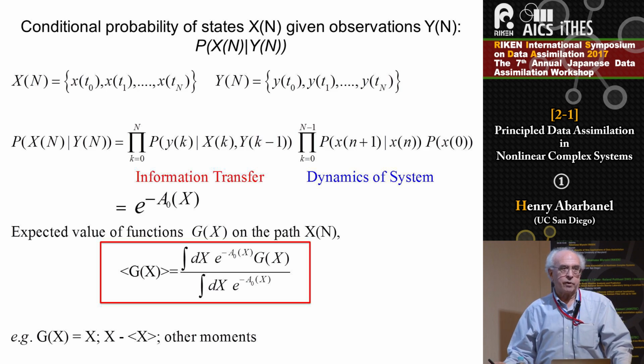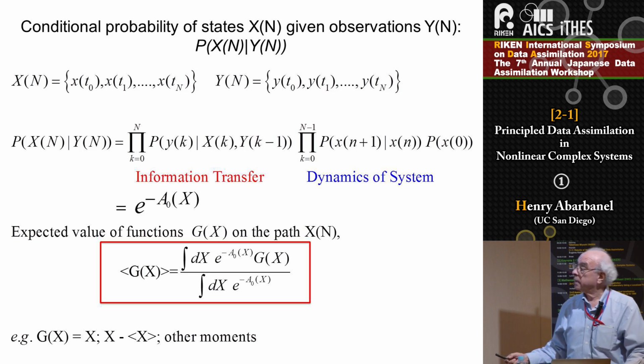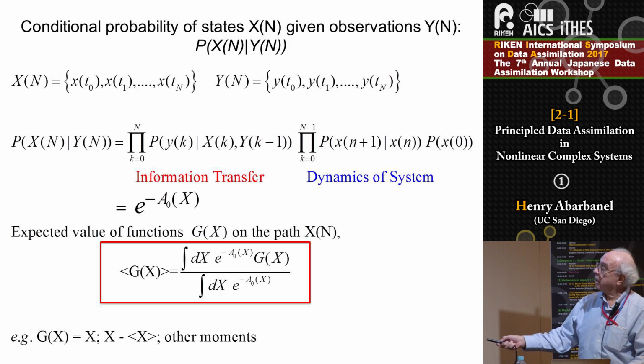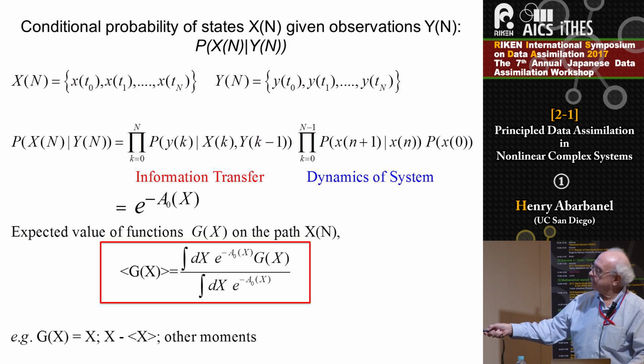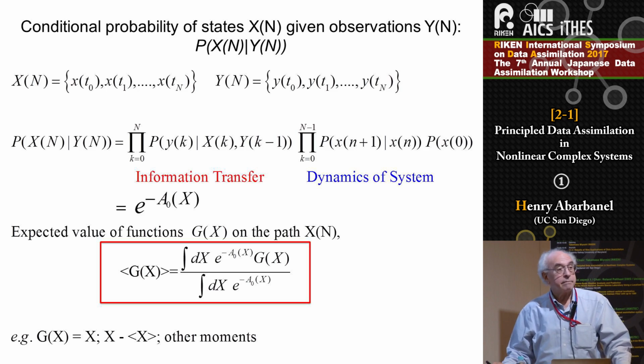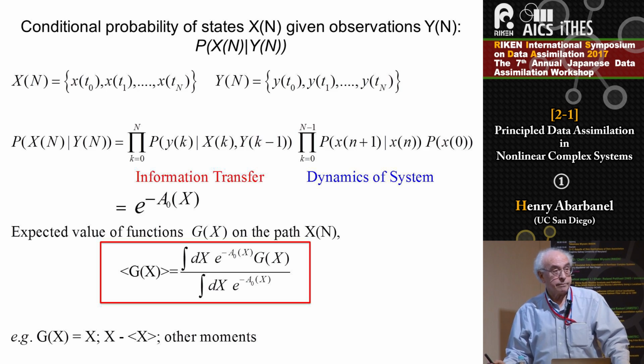And what can you do with the probability distribution? You can ask for expected values of interesting functions on the system. So if you have a function on the state of the system, that includes the parameters, you can ask for the expected value of that function with this probability weight and normalize like this. That's the problem: to do the integral.